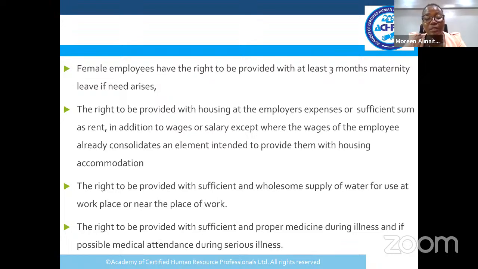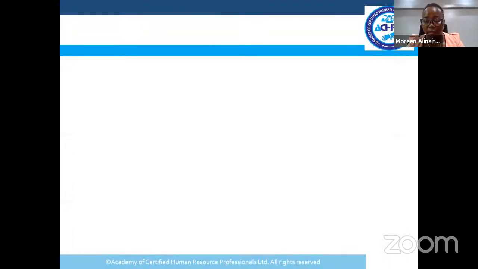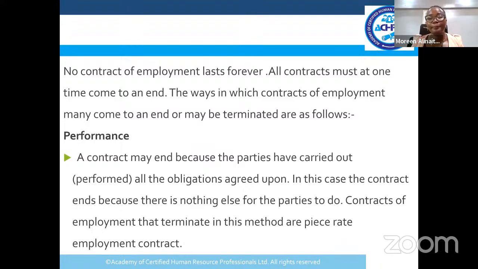The right to be provided with sufficient and proper medicine during illness and possible medical attendance during serious illness. These days, many employers get insurance, medical insurance for their workers, so that they don't have to pay out of their pocket. Now, no contract of employment lasts forever. All contracts must at one time come to an end. People need to understand that.